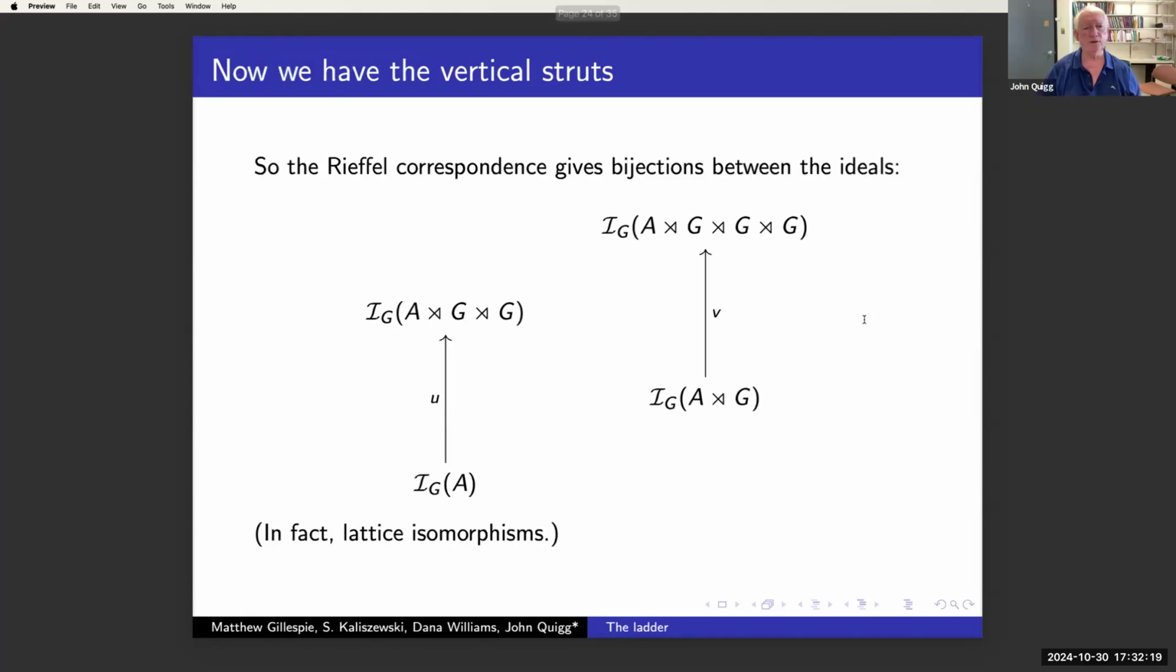And now we have the vertical struts. So the Rieffel correspondence in each case gives bijections between the ideals, but in fact, it restricts to bijections between the invariant ideals. This is a routine fact. It's not too hard to verify. It's because all the actions and coactions are related in appropriate ways. So the Rieffel correspondence restricts to bijections between the invariant ideals. In fact, in each case, it's a lattice isomorphism of the lattice of invariant ideals. So we have the vertical struts now.